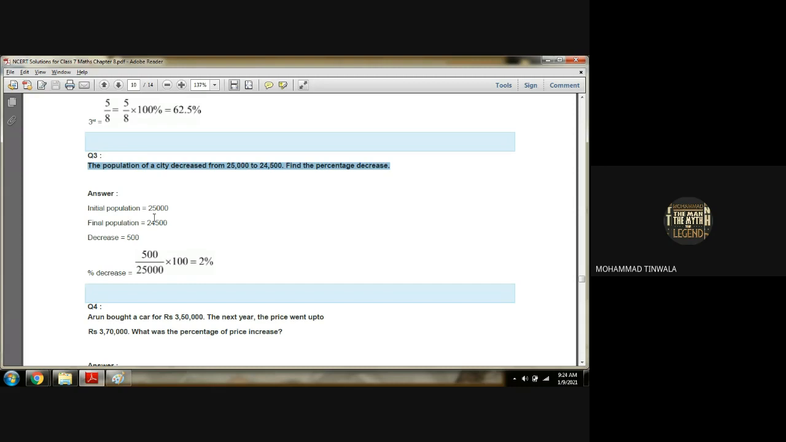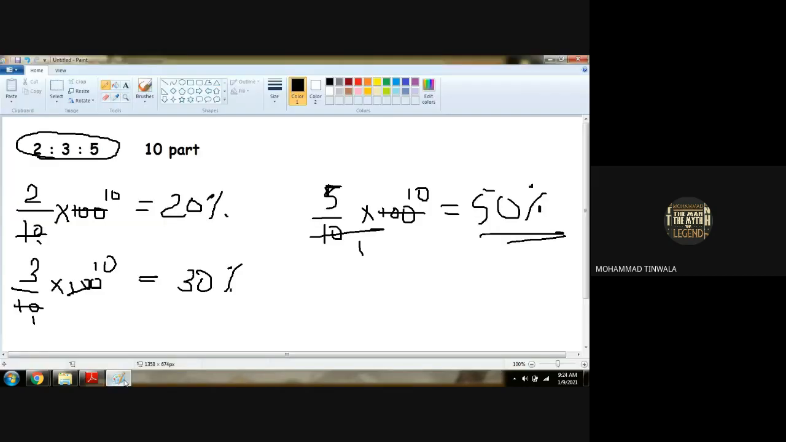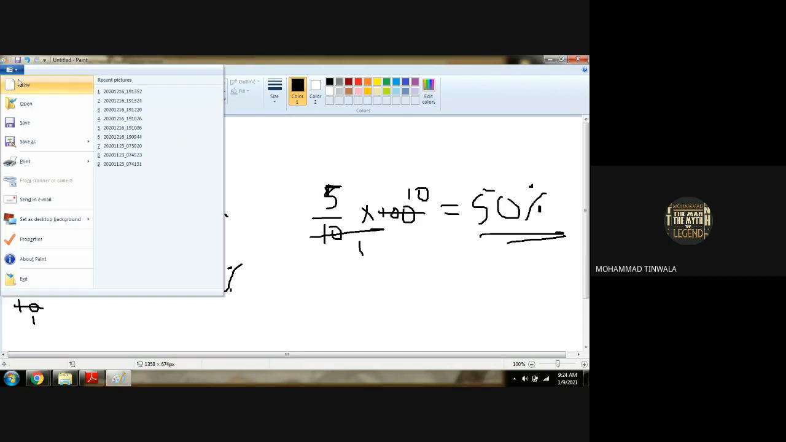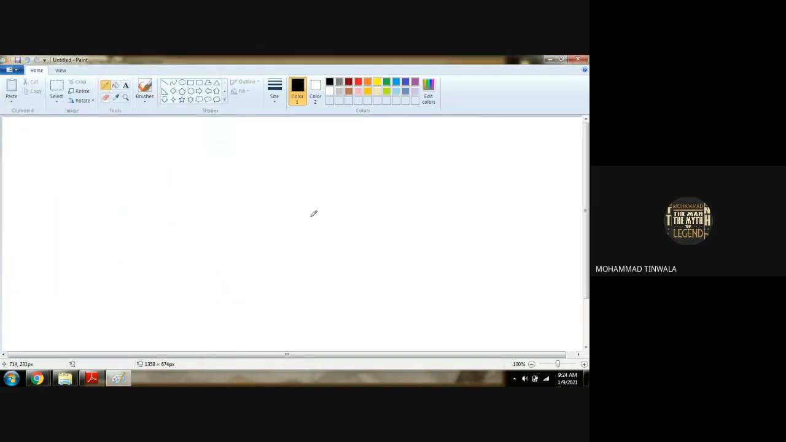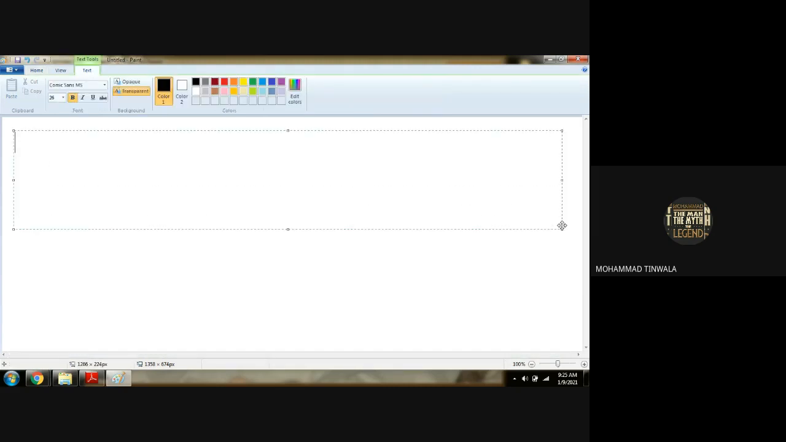In the same way, if last year was 50 and this year I got 45, is it increasing or decreasing? Decreasing. That means this year it became slightly less than last year. Are you getting my point? So in the same way, the population of the city decreased from 25,000 to 24,500. So how to do this sum? Let us go with this. Decrease in another language we can say is loss. Can we say it is loss only?